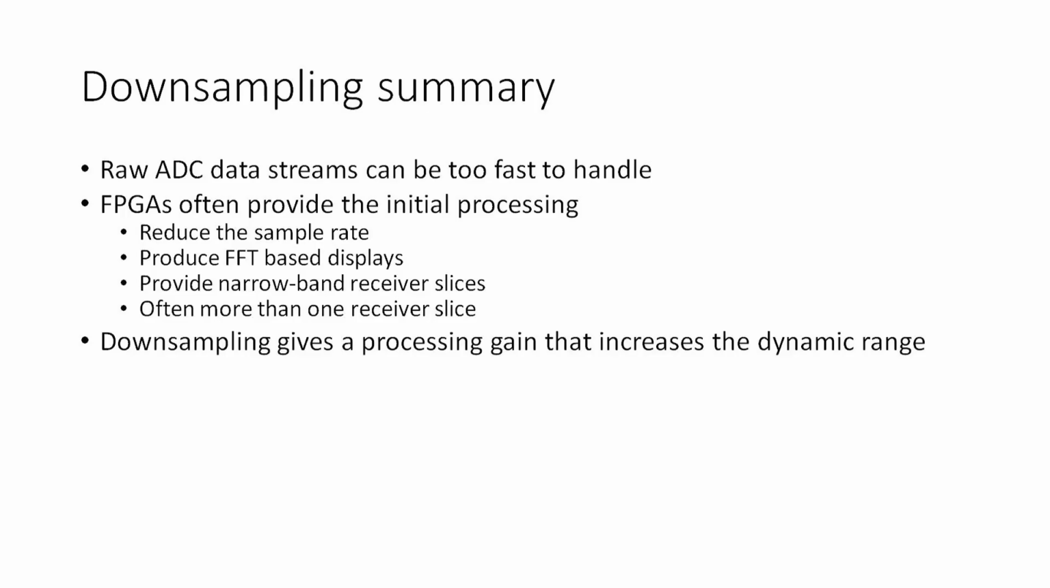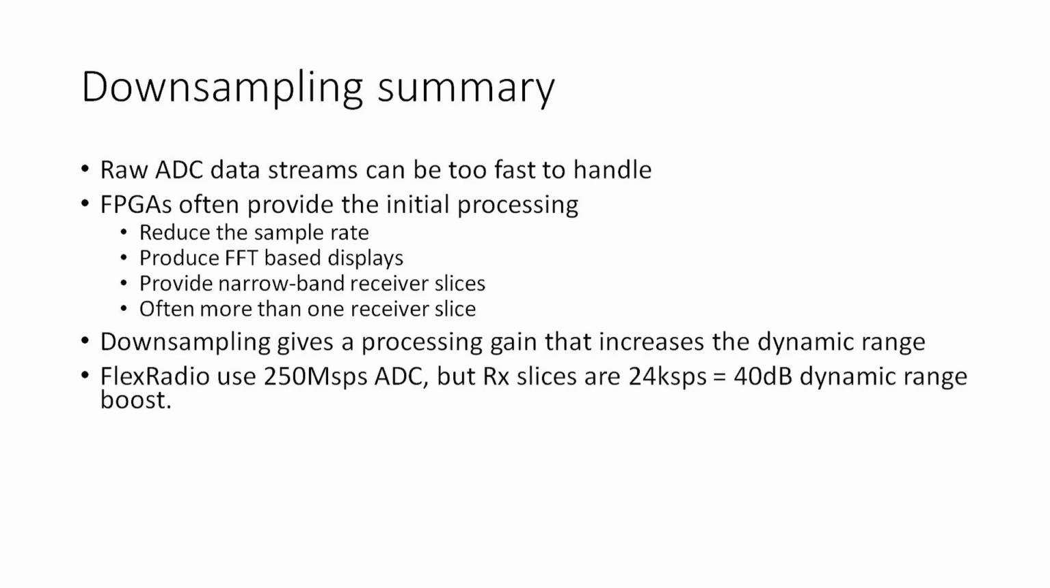Now, the other thing that downsampling gives you is what's called a processing gain that increases the dynamic range. If we use the Flex radio as an example, the latest, the 6700 I think it is, they run their ADCs at just over 250 million samples per second, which is really fast and much more than they need. But the reason they do it is because you can downsample, and they typically downsample to 24,000 samples per second, and that gives a 40 dB improvement in the signal-to-noise ratio over the bare ADC. So you put that together with their 16-bit ADC, and you get something like 112 dB of dynamic range from that without any other aid.